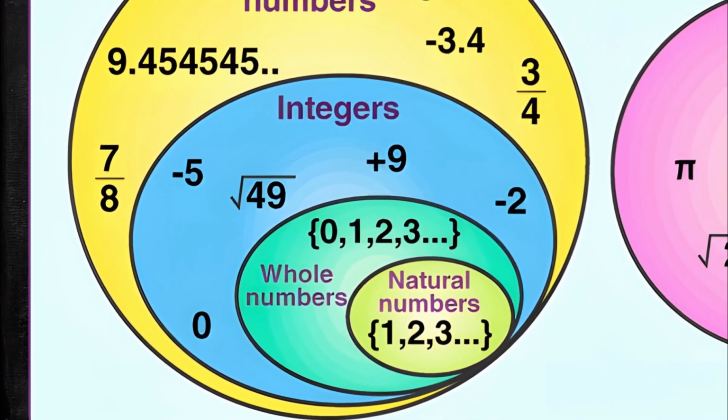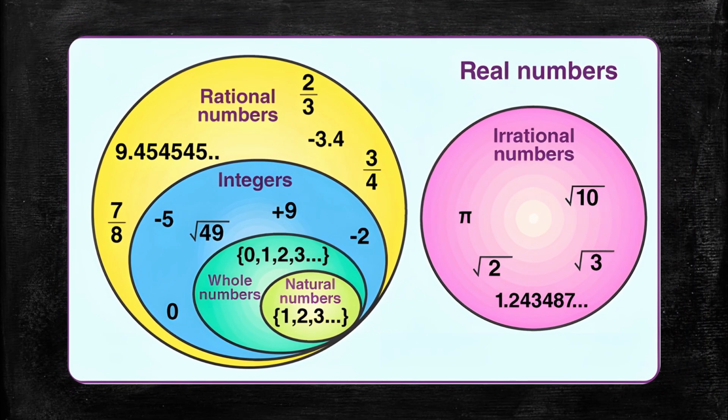Note that all infinite sets cannot be described in the roster form. For example, the set of real numbers cannot be described in this form because the elements of this set do not follow any particular pattern.